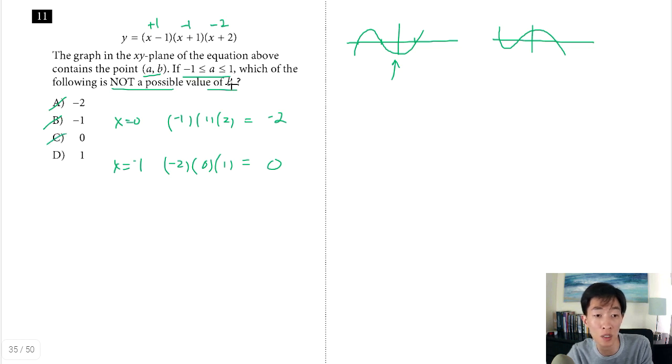And just for demonstration's sake, let's pretend x equals positive 1. Plug that in, 1 minus 1, 0, times 1 plus 1, 2, times 1 plus 2 is 3. This is going to give us 0 also. So when x is negative 1, or when x is positive 1, the y value is going to be 0, exactly what we said from our analysis before. And the only value that y cannot be, or b cannot be, is a positive 1. So the answer is D.